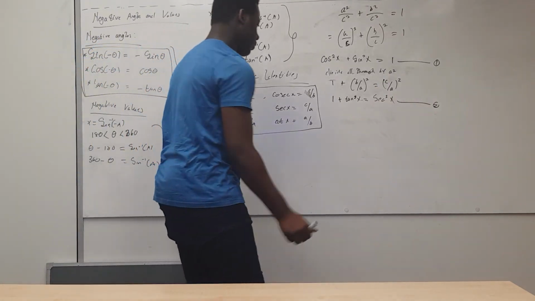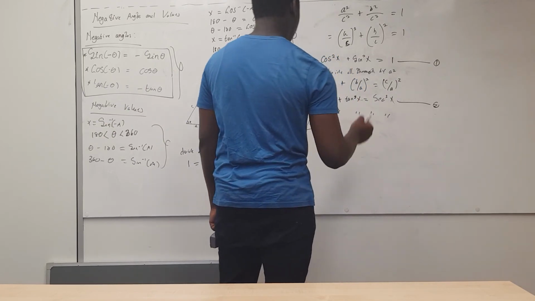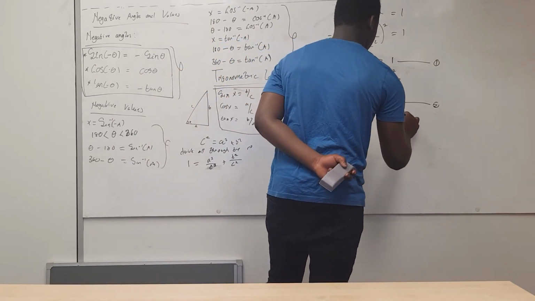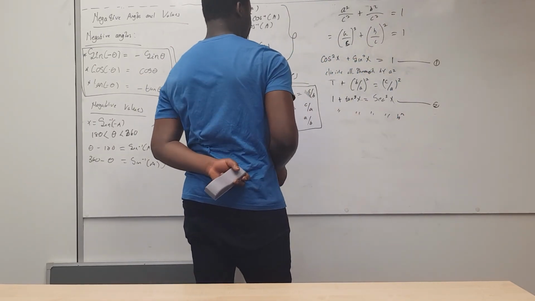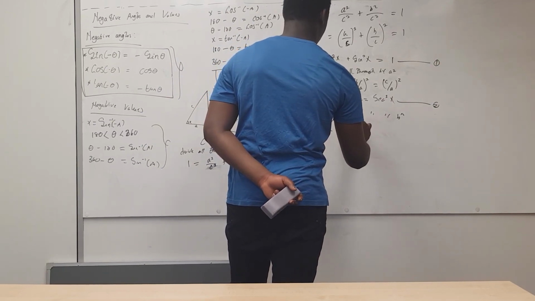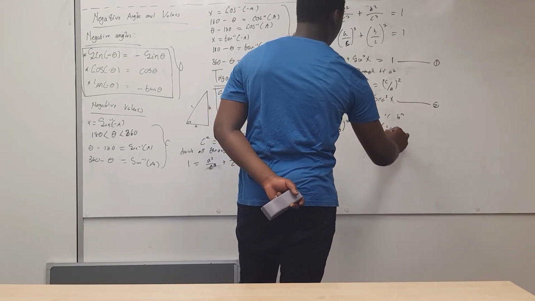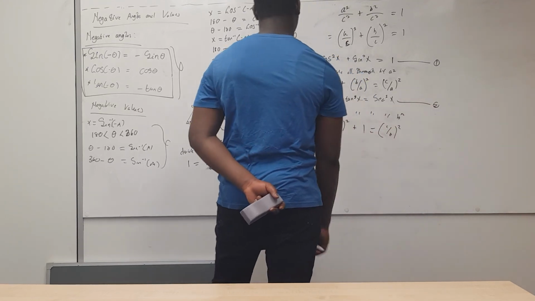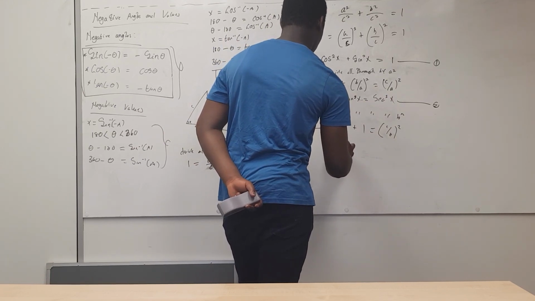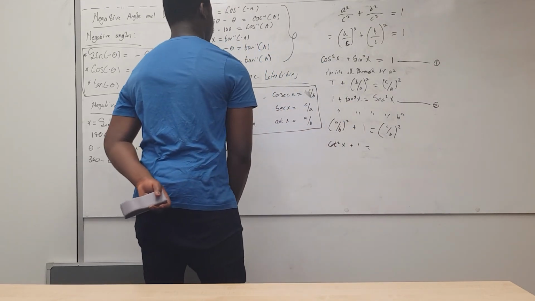Let's divide all through by b squared. So we have a divided by b all squared plus b divided by b, which is 1, is equal to c divided by b all squared. What's a divided by b? That's cot squared x plus 1 equal to what's c divided by b, cosec squared x.